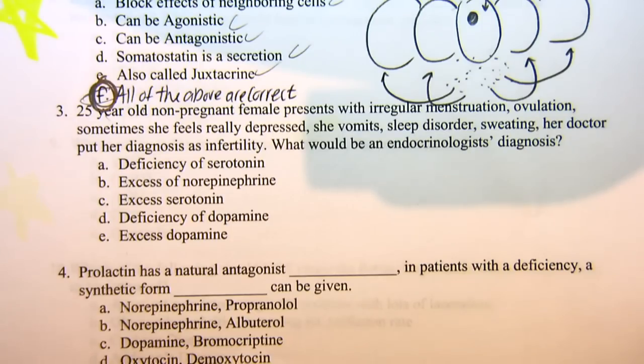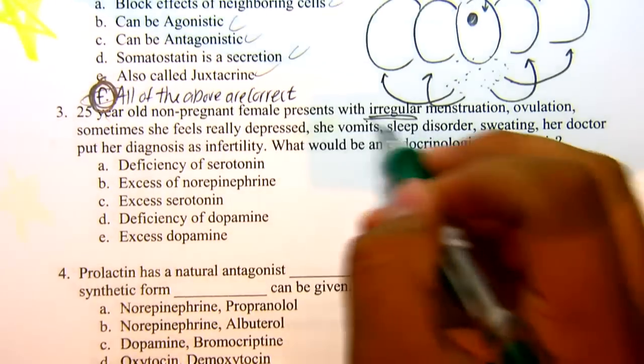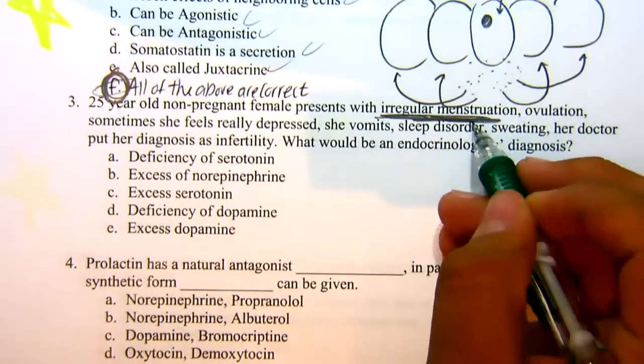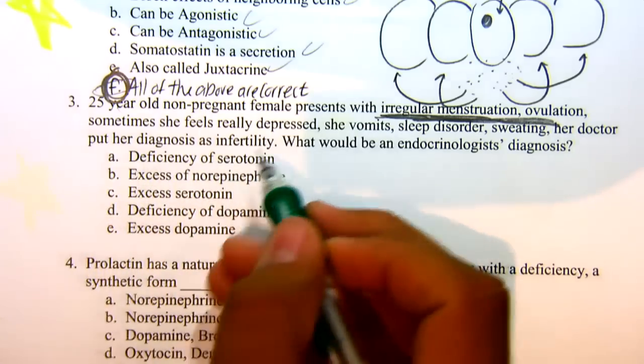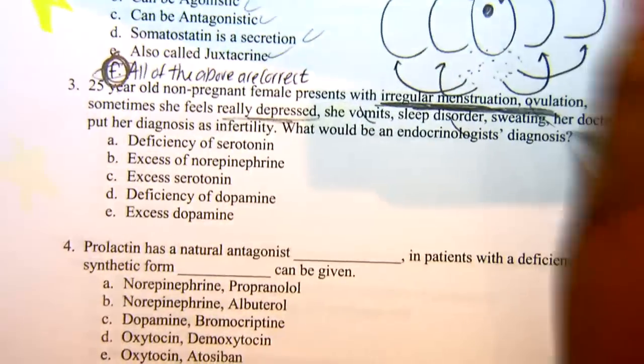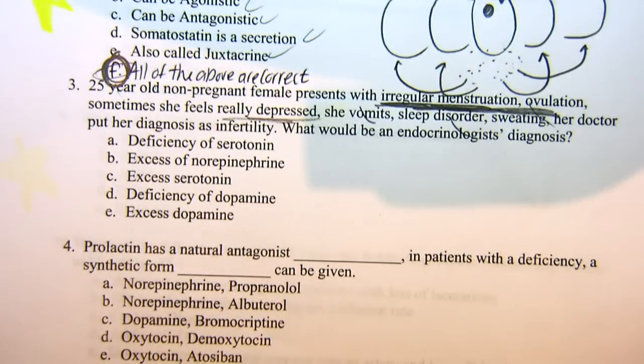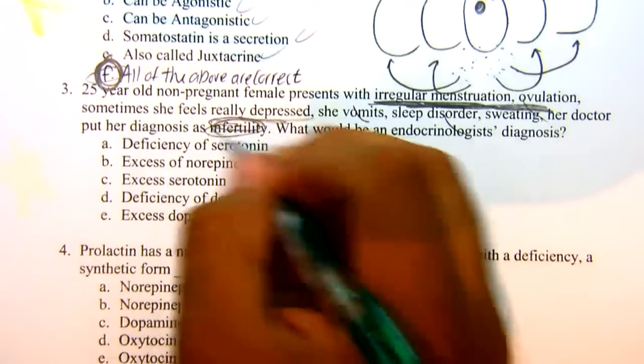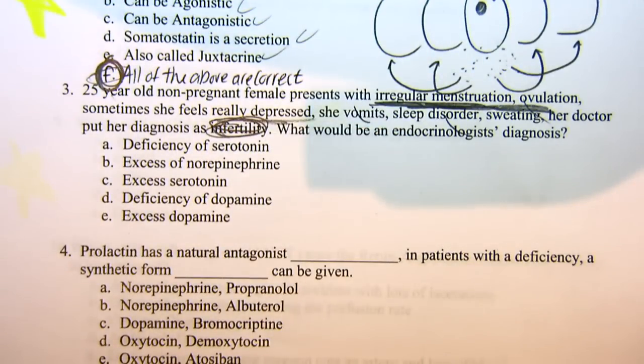A 25-year-old non-pregnant female presents with irregular menstruation, irregular ovulation. Sometimes she feels really depressed, vomits, has a sleep disorder, and sweating. Her doctor put her diagnosis as infertility. What would be an endocrinologist's diagnosis?